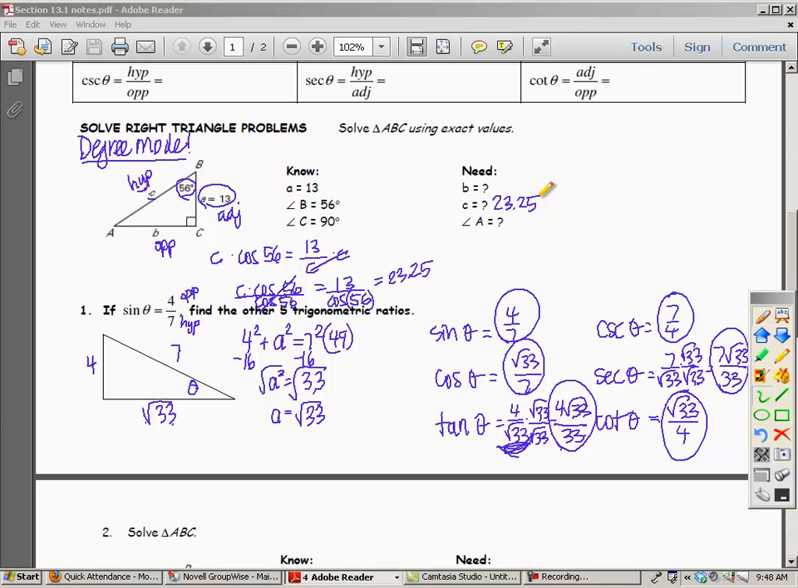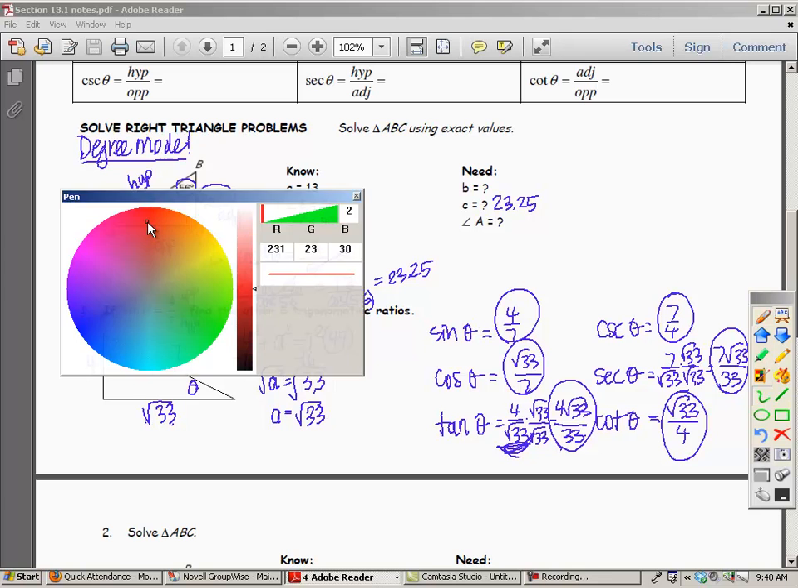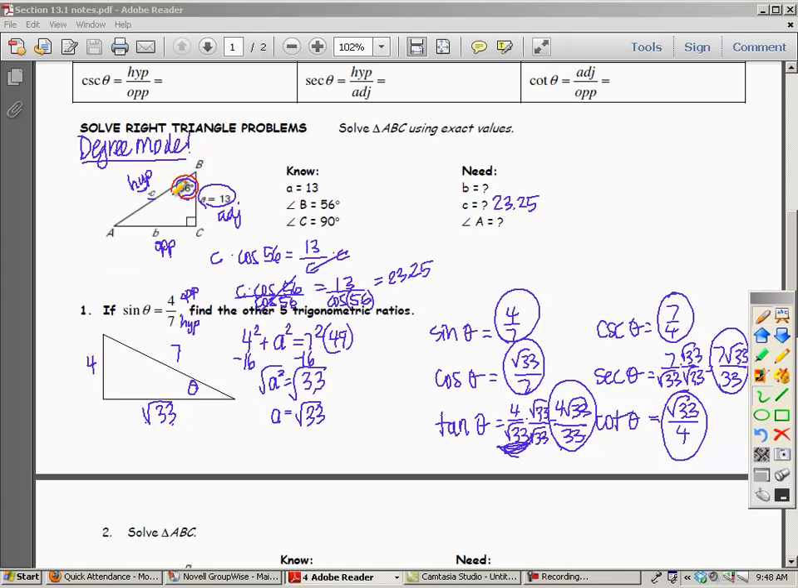All right, let's find side B this time. And in this case, here's what I'm going to do. I'm going to change the color so you can kind of see my work a little differently. I'm going to use the 56 again. I'm going to use the 13, but now I'm going to use the opposite side. So the question is, what trig value uses adjacent and opposite? Well, it's tangent. So I'm going to take the tangent of 56 equals opposite over adjacent, right?